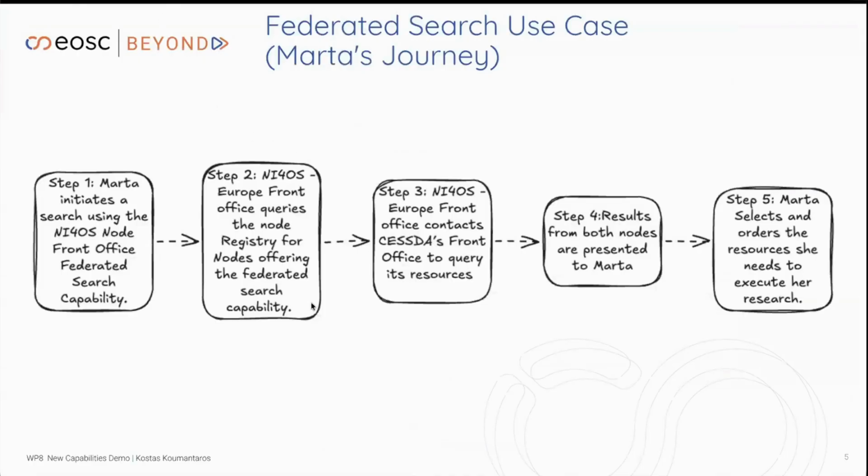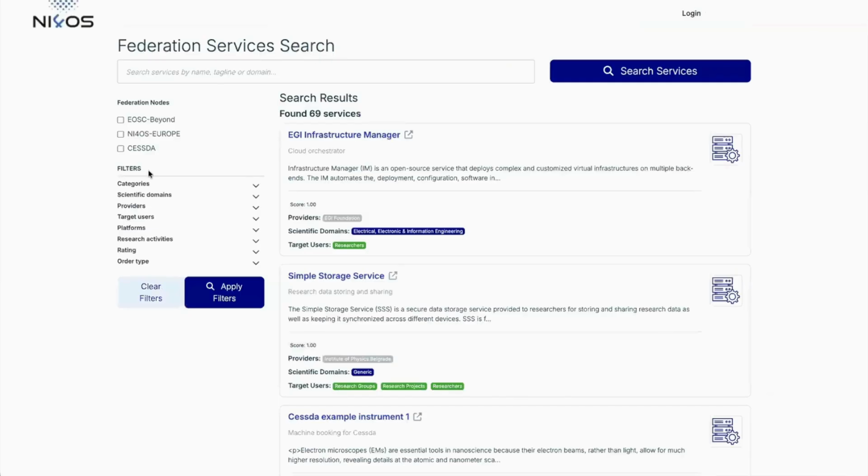Let's consider now a practical research scenario. Marta, a researcher, initiates a search from the NIFOS Bureau front office using its federated search capability. The front office queries the Node Registry and the listed node endpoints to discover which nodes offer the federated search capability. The registry returns the list, including CESTA, as one of the capable nodes. NIFOS front office contacts CESTA front office, retrieves resources, and presents all results together. Marta can then select, filter, and order the resources she needs for her work.